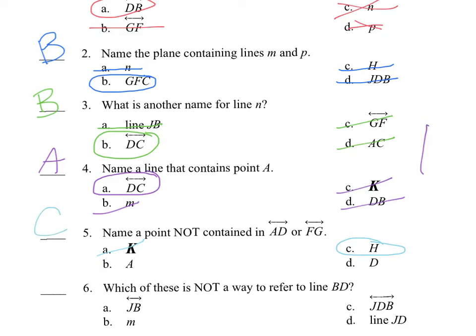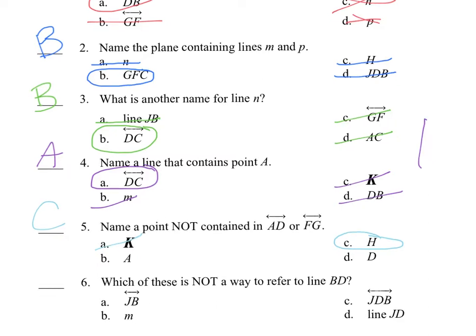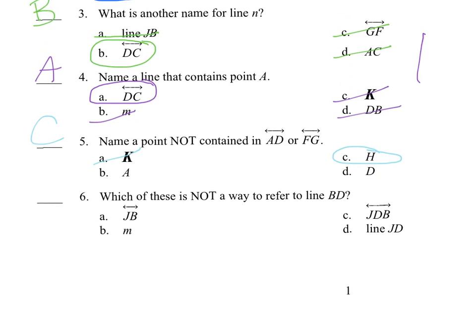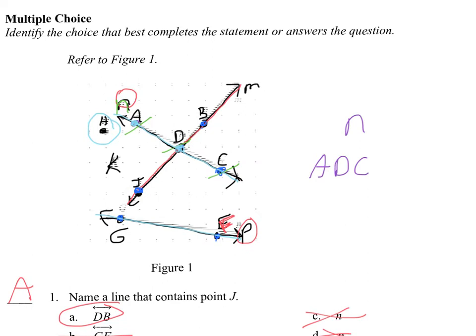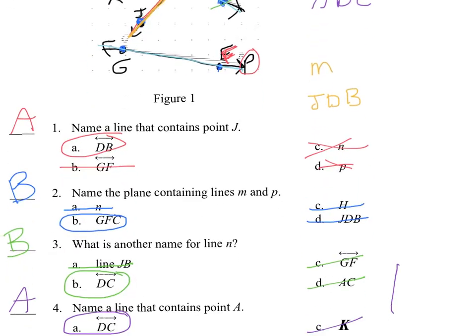Okay. Next, 6. Which of these is not a way to refer to line BD? BD is this line right here, and we could refer to that as line M, or anything with the letters J, D, or B, of course with the correct line above those. So M, J, D, or B.